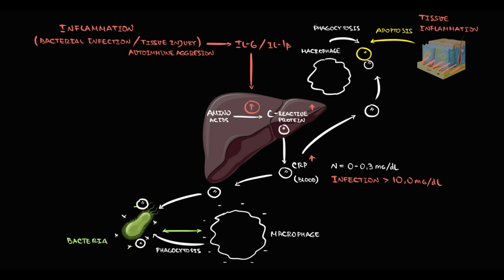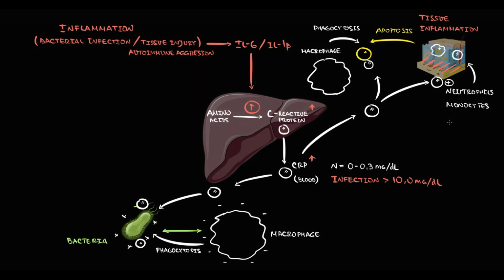Also, C-reactive protein comes to inflamed tissues, where it recruits additional neutrophils and monocytes to the site of inflammation. And as we know, neutrophils and monocytes are the key cells in inflammatory reaction. So by this, C-reactive protein mediates tissue inflammation.